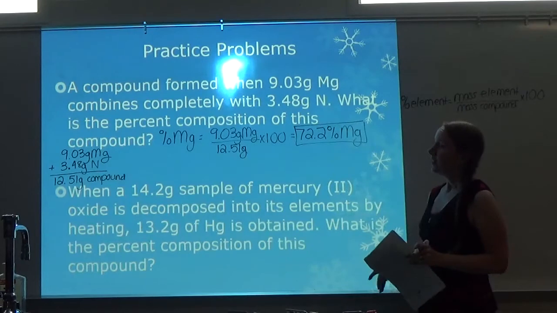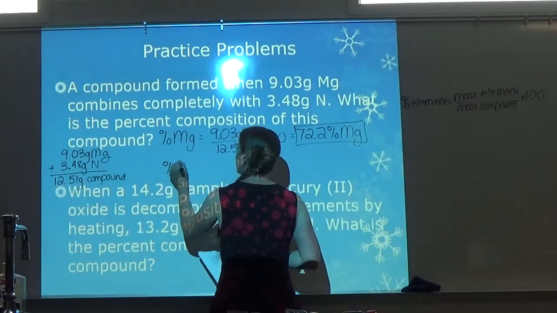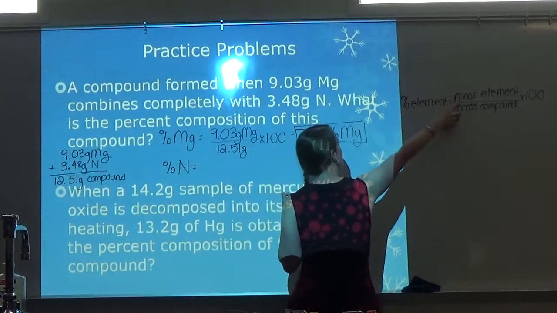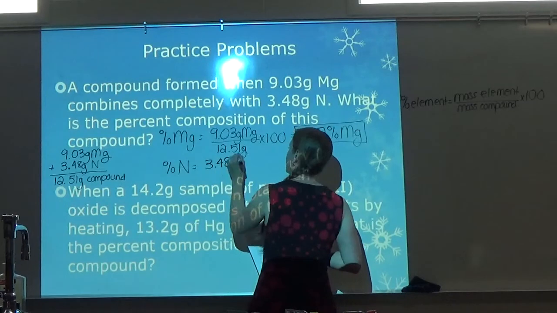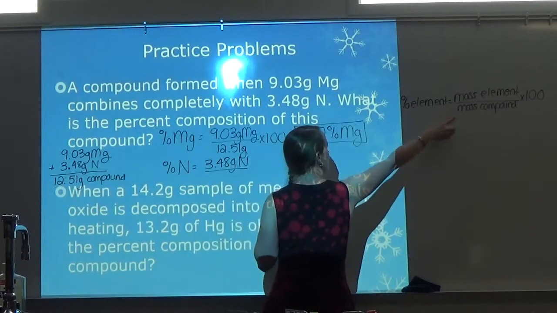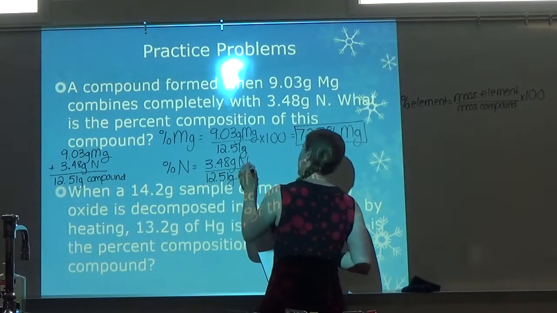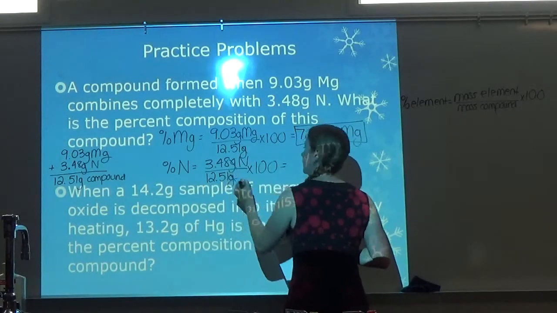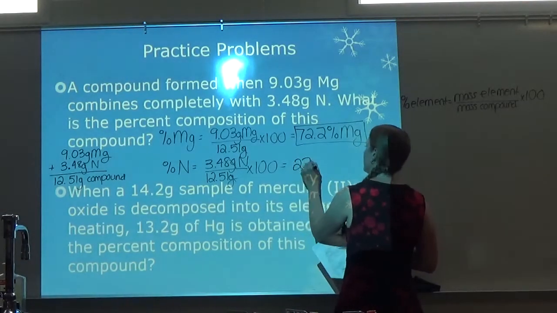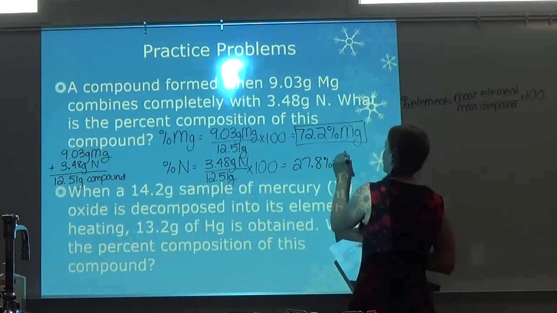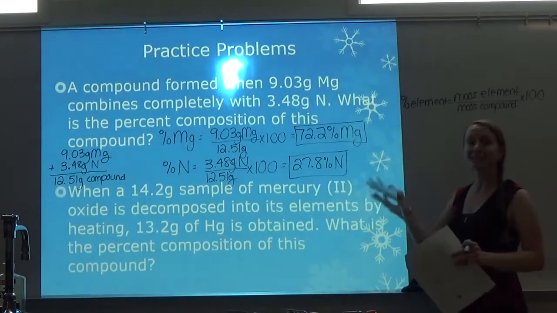All right, and so then I need to do one for nitrogen. So my percentage of nitrogen is mass of the nitrogen, which is 3.48 grams of nitrogen, over mass of the whole compound, which is 12.51 grams, times 100. Those grams cancel, and so once I solve, I got 27.8% nitrogen. And then I can double check my answer by adding these two and see that I get 100.